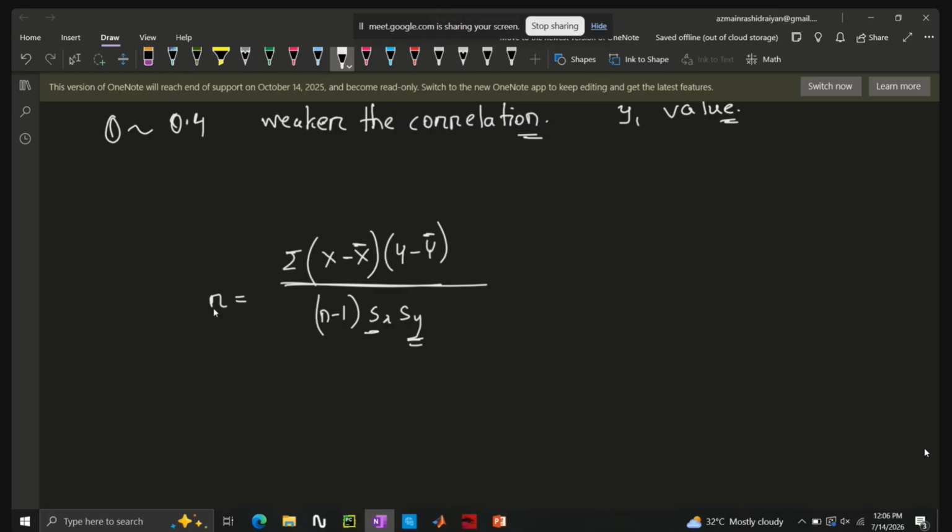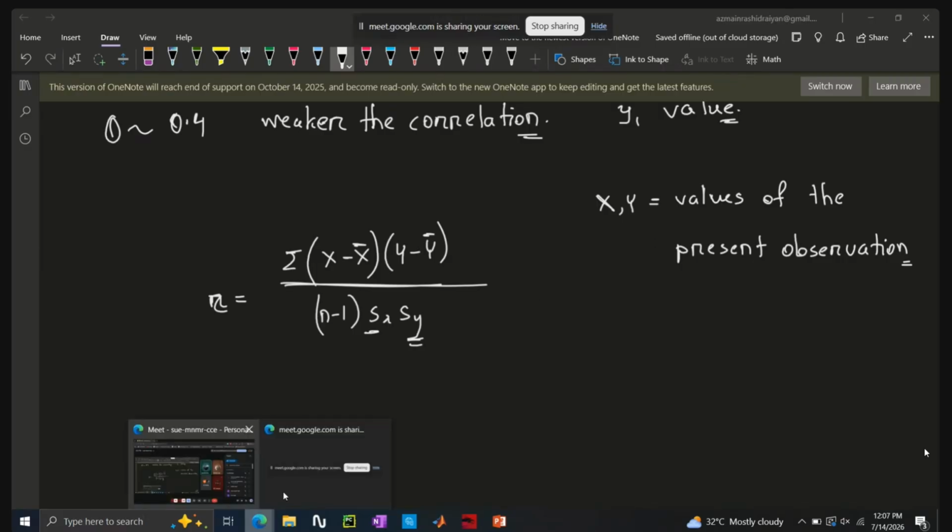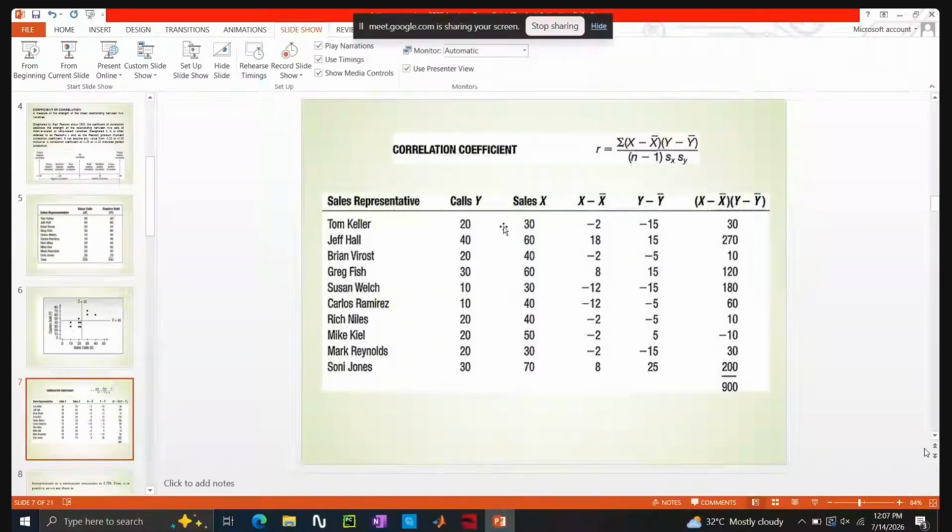So let's first find out what is the X value, what is the X bar value, what is the Sx value and Sy value. All right. X and Y are the values of the present observation. What does it mean by the values of the present observation? Let's say we are dealing with observation 1. In that case, my X value will be 30 and my Y value will be 20. Again, if I am dealing with observation 3, the observation of Mr. Virus, my X value will be 40 and my Y value will be 20.